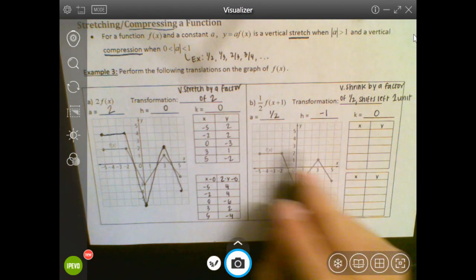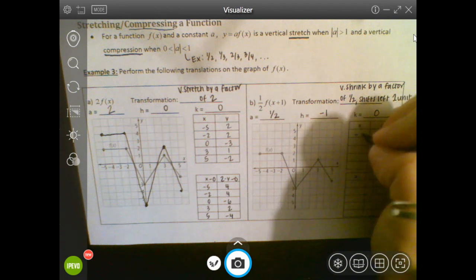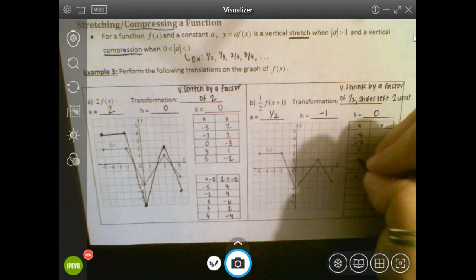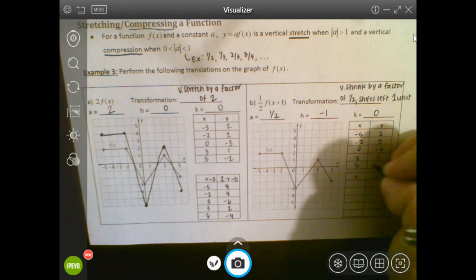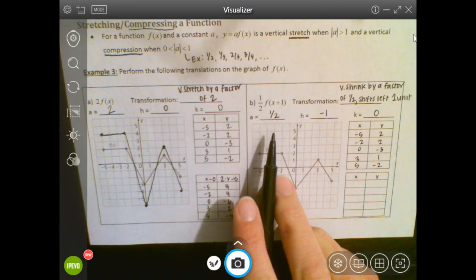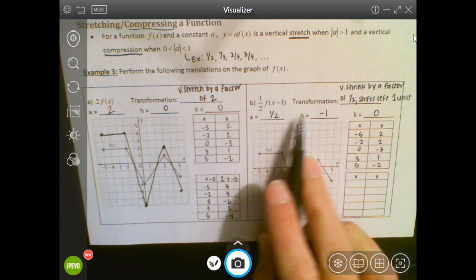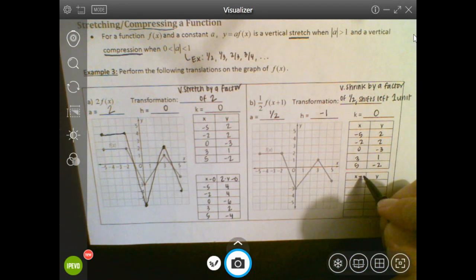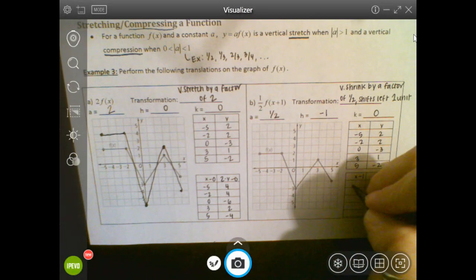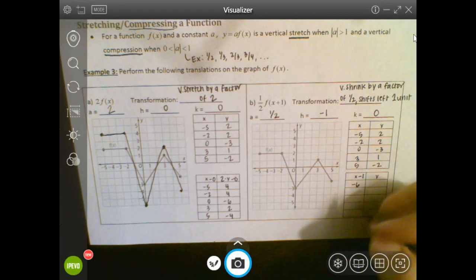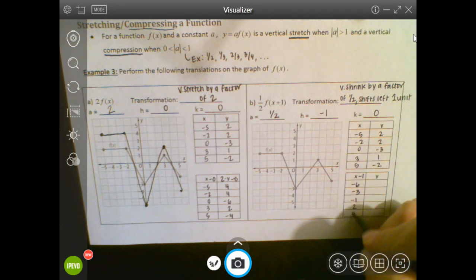So again, my parent table is going to come from these 5 points. It hasn't changed. So -5, -2, 0, 3, and 5, and then 2, 2, -3, 1, -2. And then we're going to be applying a couple of transformations here. So here we finally have an h value. I'll go ahead and subtract 1 from each of my parent x values. So -5 minus 1 is -6. -2 minus 1 is -3. 0 minus 1 is -1. 3 minus 1, 2. 5 minus 1, 4.